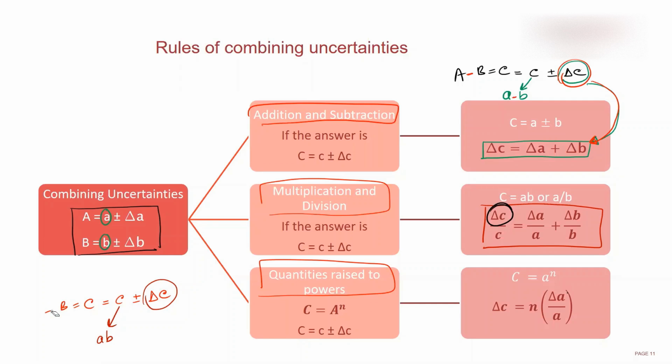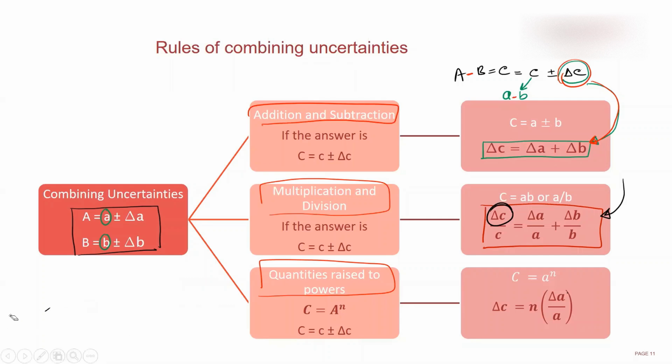If we have division, the rule will be the same. So A divided by B, we can write as C plus or minus delta C. The C can be found. That should be simply A divided by B. The delta C again will be found using the same equation as for multiplication.